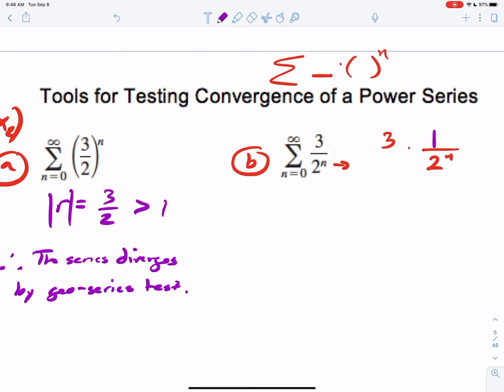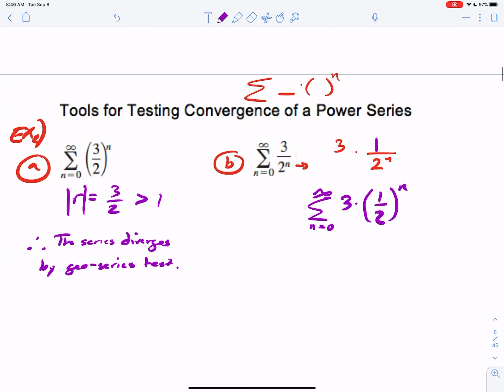1 over 2 to the n is the same thing as 1/2 to the n power. Because if you think about it, if you take 1 to the n power, 1 to any power is just 1. So it's really the same thing. So again, you're just getting used to rewriting. So before we run any test, there we go.